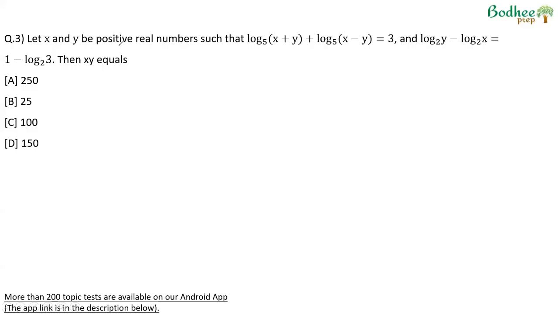Let x and y be positive real numbers such that log of x plus y to the base 5 plus log of x minus y to the base 5 is equal to 3. Log of y to the base 2 minus log of x to the base 2 is equal to 1 minus log of 3 to the base 2. So let us take the first equation first.